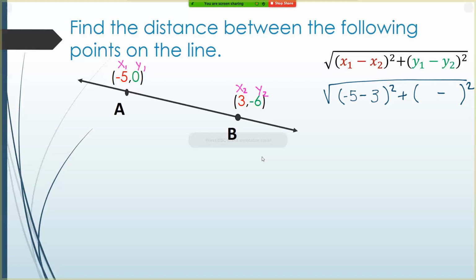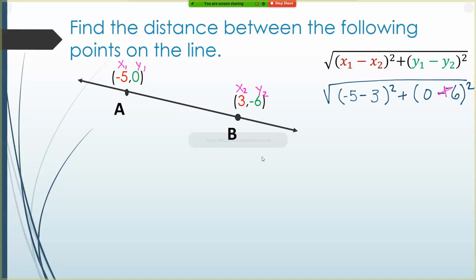For my y's, I'm taking y1 minus y2. Well, y1 is 0. y2, in this case, is -6. So right up here, I've got this double negative. This negative came from the formula. This negative came along with the 6. Anytime you have a double negative, that just means you change it to a positive. So I'm just going to make that one big plus sign.